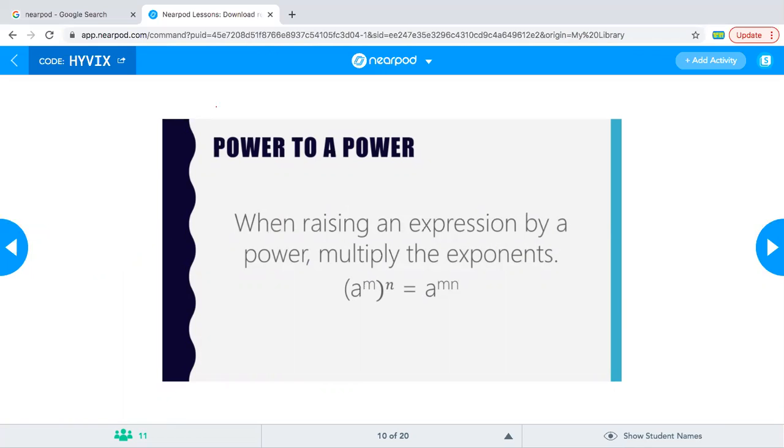Power to a power. When raising an expression by a power, you multiply the exponent. When raising an expression by a power, you multiply the exponent.